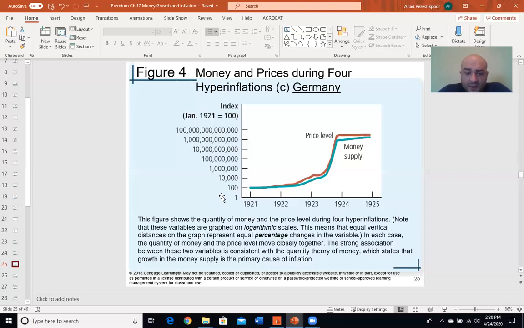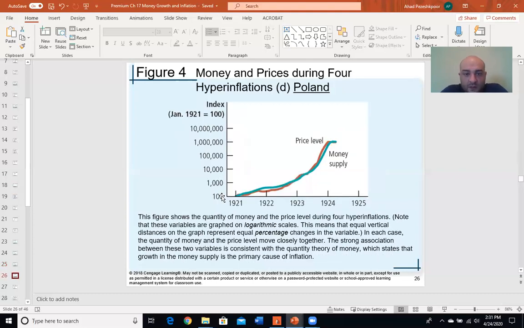Okay, let's move on. In each case, the quantity of money and the price level move closely together. The strong association between these two variables is consistent with the quantity theory of money, which states that growth in money supply is the primary cause of inflation. And then Poland, compared to what we saw in Germany's case, these are nothing.